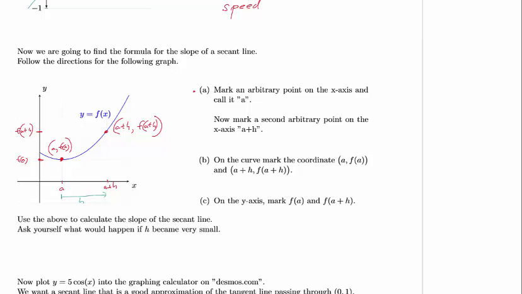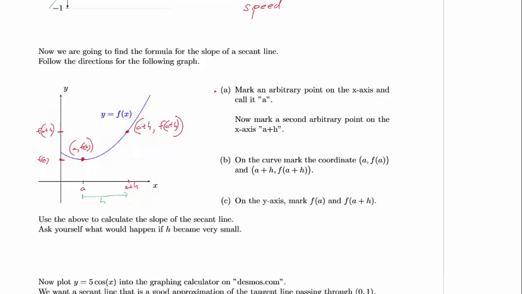So here's where we want to start calculating the slope of the secant. We want to figure out, what is the change in y in between those 2 points? That's just going to be the second point minus the first point, and that is our change in y. And then, of course, our change in x is our h.